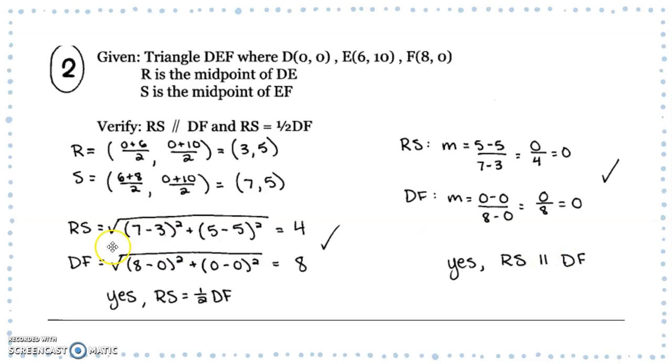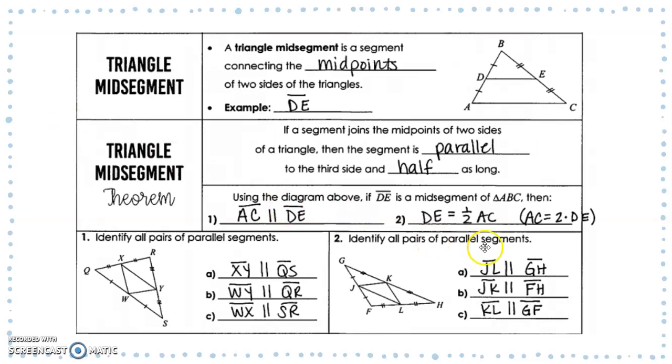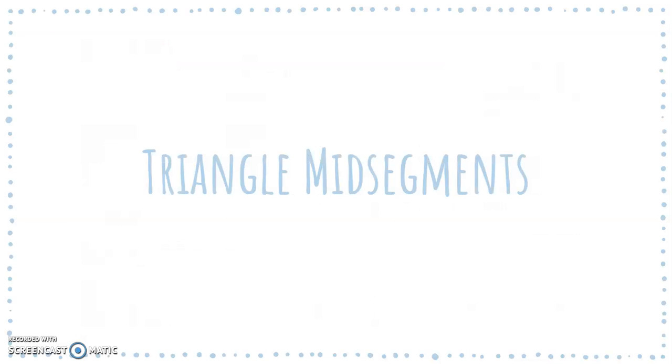So doing all of this, looking at the midsegment both in the coordinate plane and out of the coordinate plane, we're using the fact that it's half of the side of a triangle, or that the side of a triangle is double our midsegment. So that's looking at triangle midsegments.